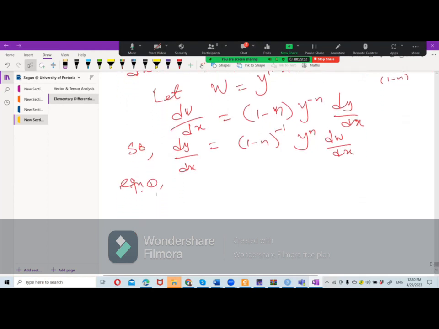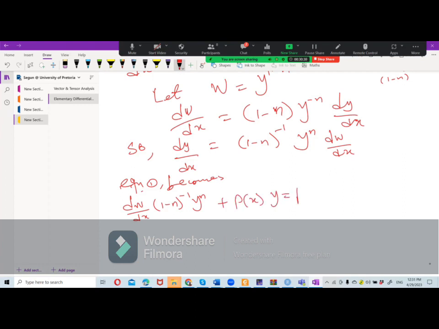So it's going to be equation 1. Remember your equation 1. Equation 1 becomes, we substitute our dy: dW/dx times (1 minus n) to the power minus 1 times y raised to power n, plus p of x times y, equals f of x times y raised to power n.